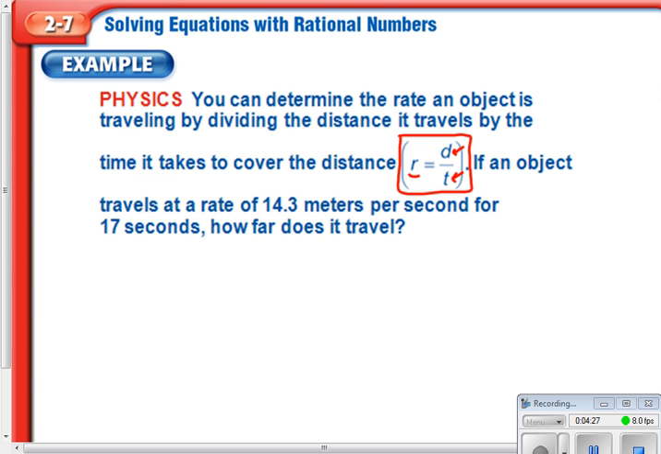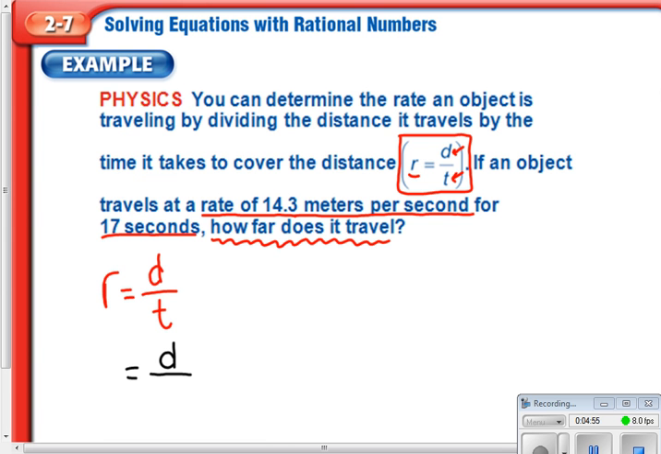It says if an object travels at a rate of 14.3 meters per second for 17 seconds, we want to know how far does it travel. So here's our equation, r equals d divided by t. How far does it travel is talking about a distance. So our distance is unknown. So we're solving for d. Therefore, we must know r and t. R is a rate, how fast something is. Well, here's the rate, 14.3 meters per second. So 14.3 is my rate. My time is 17 seconds, as mentioned above.